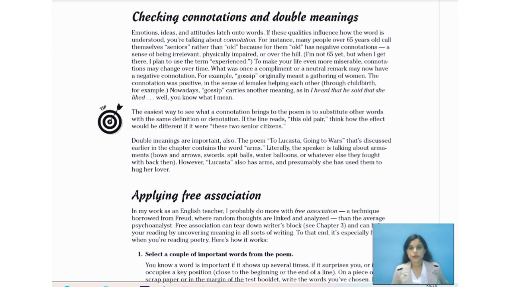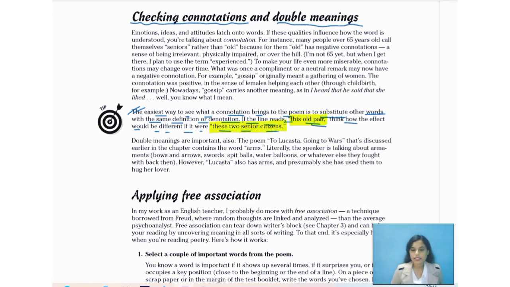Now, the first thing that we are going to consider is checking the connotations and the double meanings. The easiest way to see what a connotation brings to the poem is to substitute other words with the same definition or denotation. For example, if the line reads, "This old pair," think how the effect would be different if it were "these two senior citizens." So the meaning remains the same, and only the pairs of words are different. "This old pair" means the same as "these two senior citizens."